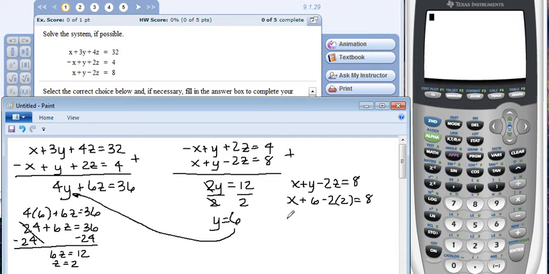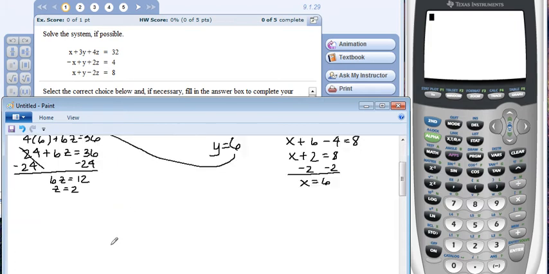That's my goal. So I've got x plus 6 minus 2 times 2 is 4. Okay, so 6 minus 4 is 2. And then I can subtract my 2 across. So I have x is equal to 6. So I've got 6, 6, and 2. Well, let's check those. They have to work.